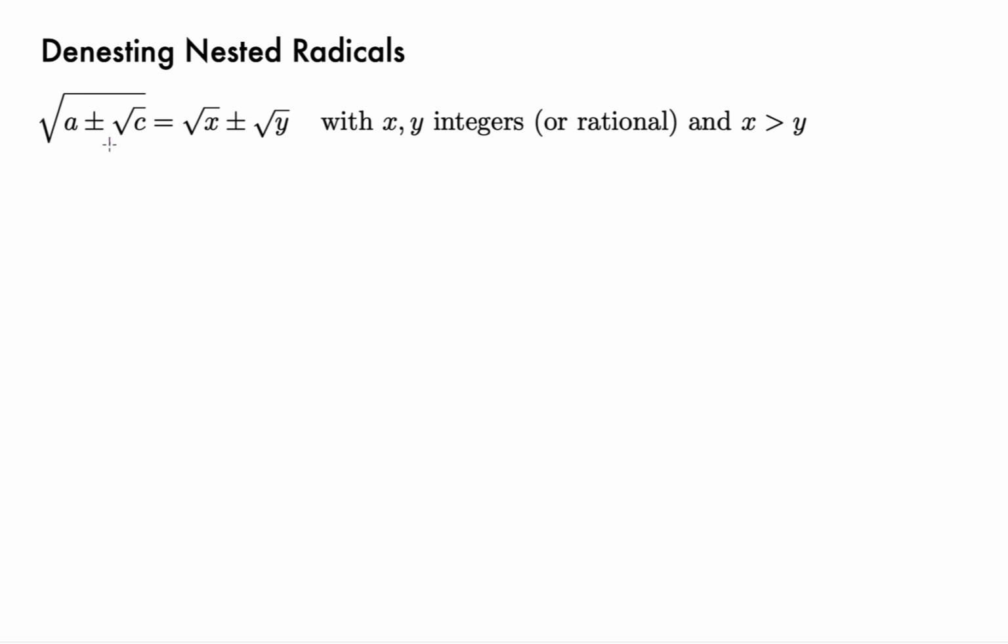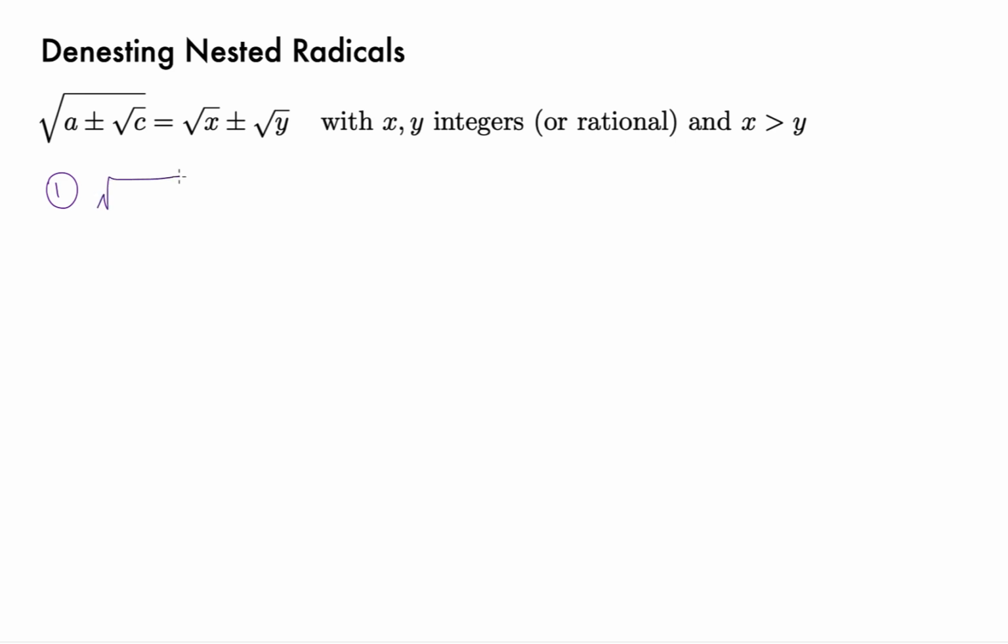Now, possibly you could have a number in front of the square root of c here, and normally what we would do is just bring that inside as a square. Except in one specific case, which makes denesting this form super easy, and that's if the number in front of the square root of c is a 2. If it's a 2 in front, then this problem reduces to a very simple factorization problem. So let me show you with an example.